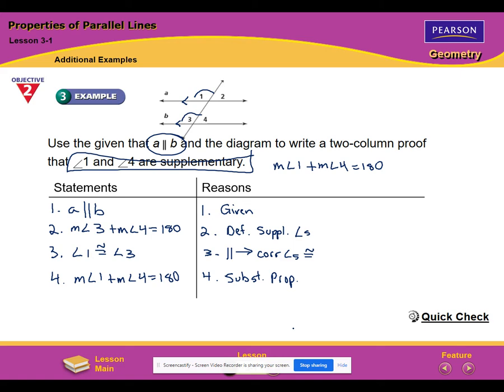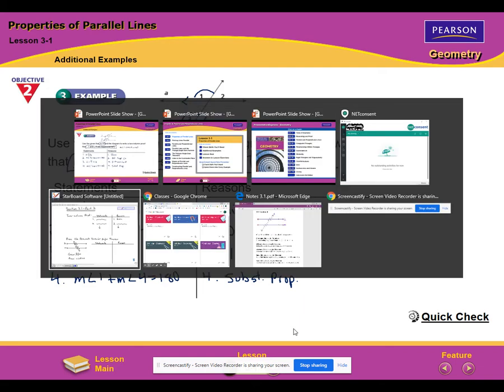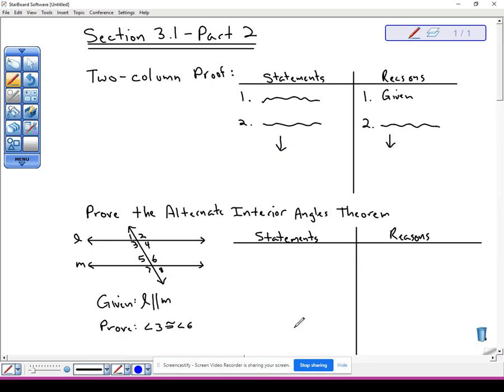All right, so that was your first proof. Give yourself a pat on the back. That's your first proof. Hopefully you understood that. We're going to do 4 more in this video. Now, as you saw, this is the basic outline of a 2-column proof. Statements, reasons, that's R-E-A.